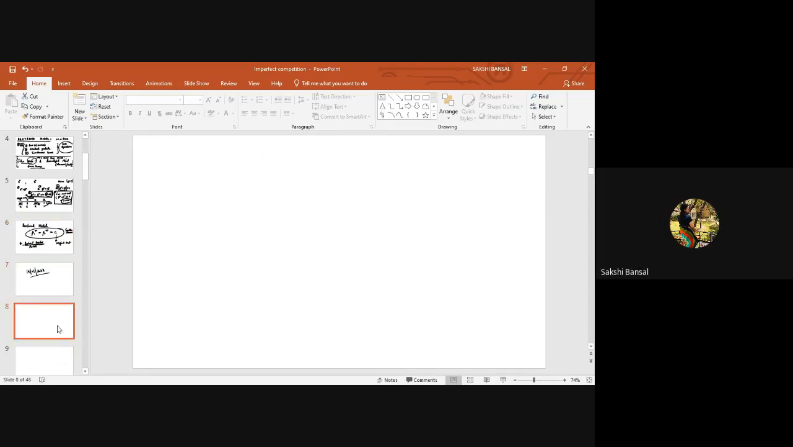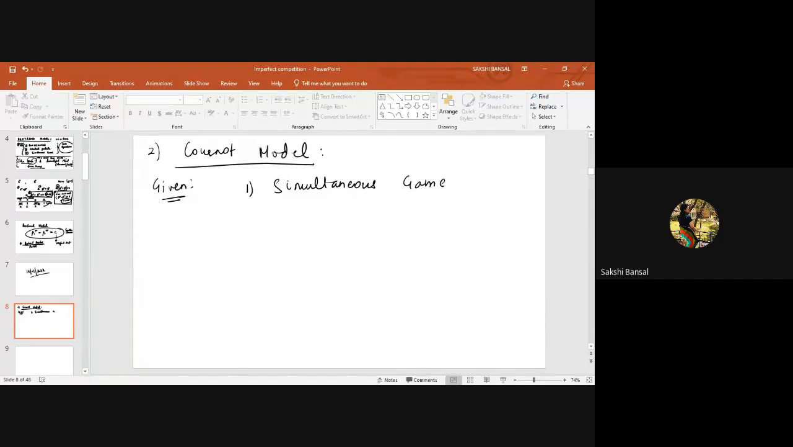So now I'm taking the next topic. The next topic is the Cournot model. Now, in this model, we need to define what is given. The given thing is that first we are playing simultaneously. That means both the players are playing simultaneously in the market. You cannot observe the action of one player and then play your moves. Both are coming parallelly in the market.